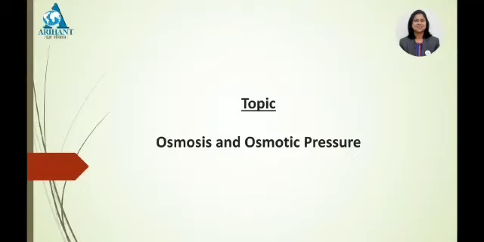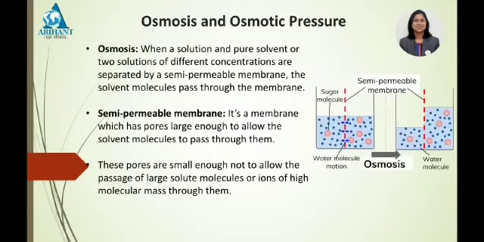Today we are going to study a very interesting topic, osmosis and osmotic pressure. Besides boiling point elevation and freezing point depression, osmotic pressure is associated with vapor pressure lowering and can be used to determine molar masses of dissolved solute. That means one more colligative property we are going to study, that is osmotic pressure. So osmotic pressure is also a colligative property.